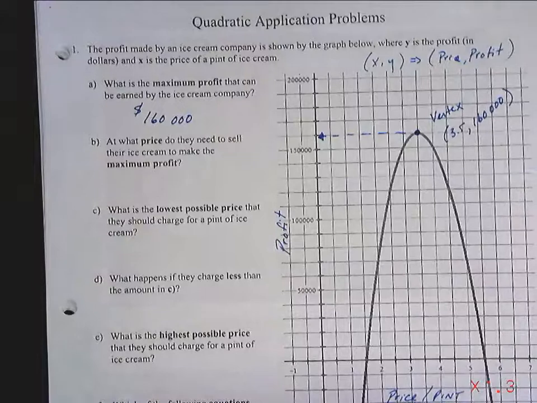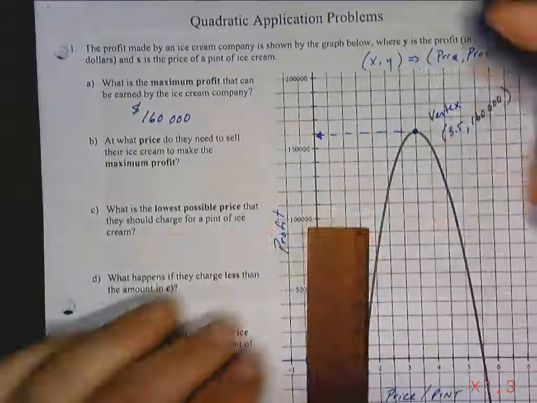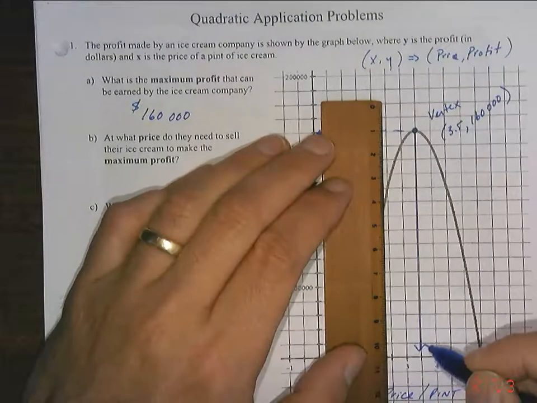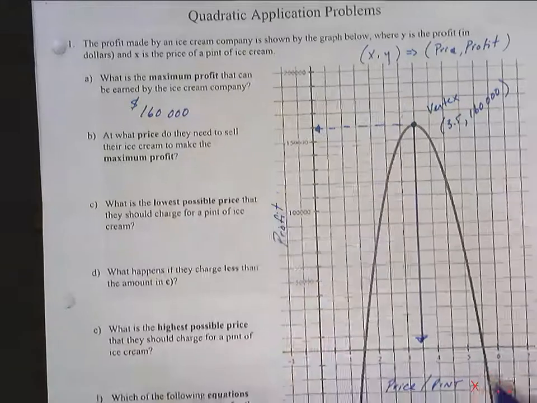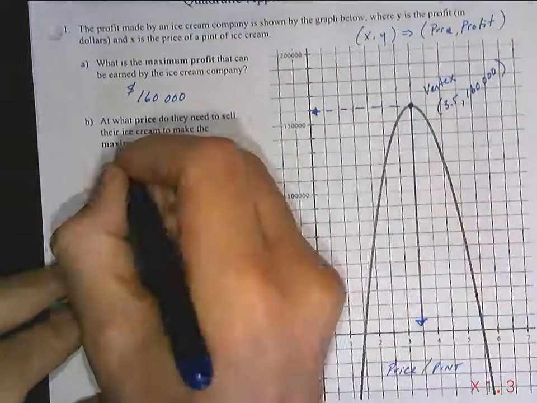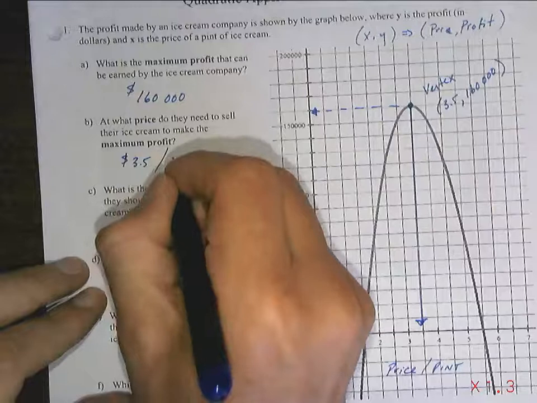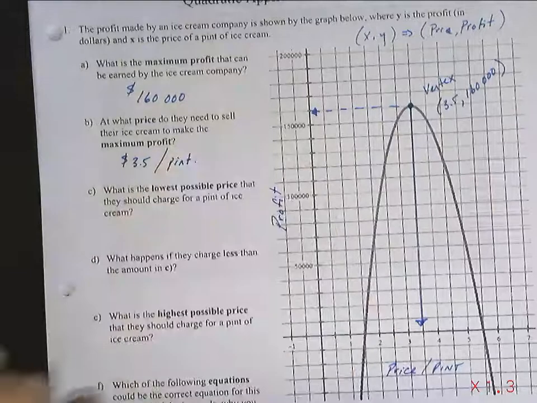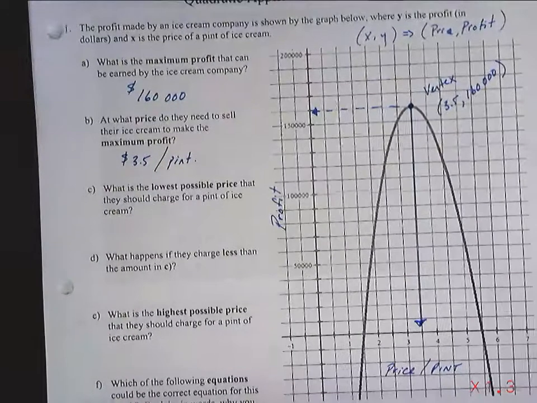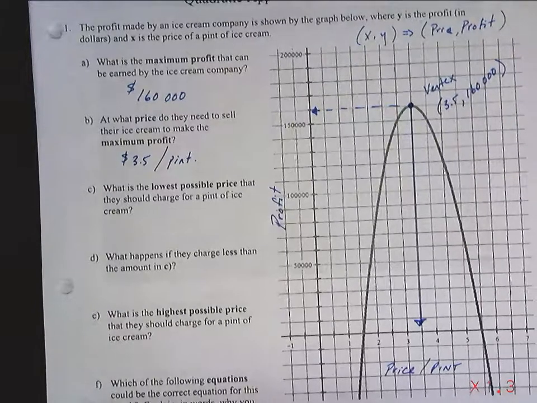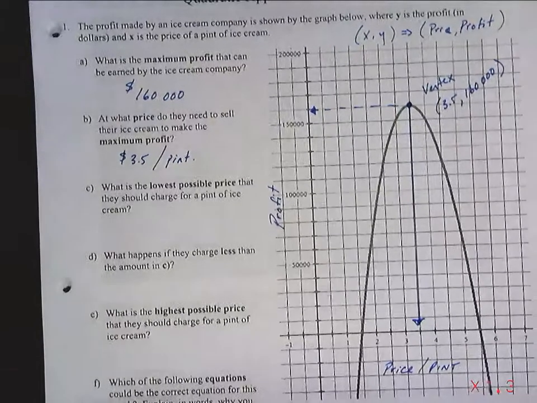All right. At what price will they need to sell their ice cream to make this profit? Well, again, using what we know about this vertex, that maximum y value is going to occur at 3.5, which in this case represents $3.50 per pint. That's called interpolation. That's when you find information within the data points that you're given. That's a callback to grade 9 math.